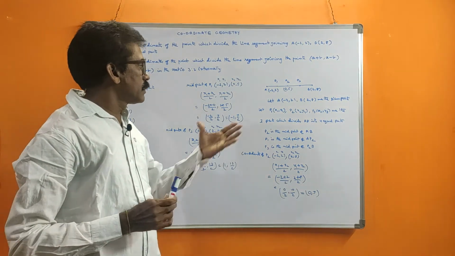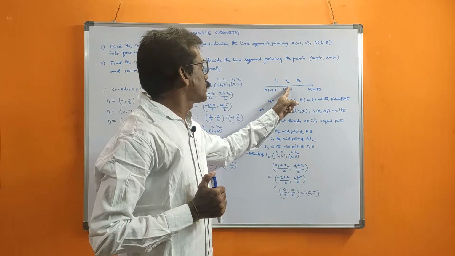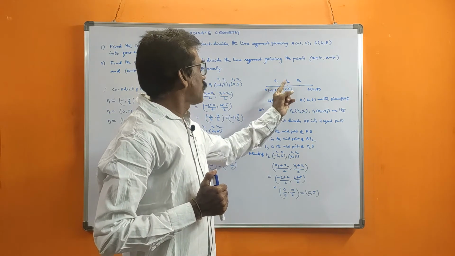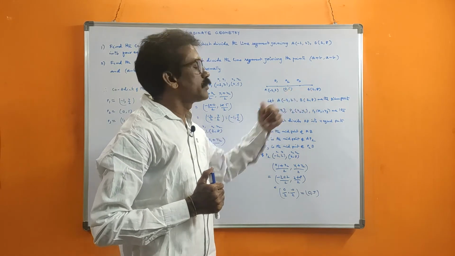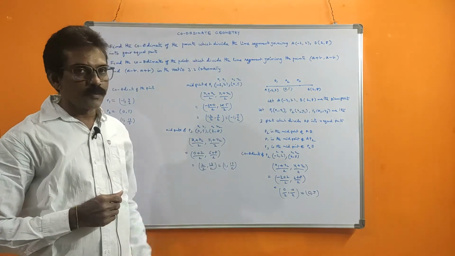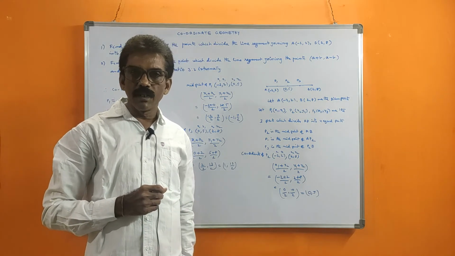The concept is, whenever a line is divided into 4 parts, the middle point is the midpoint of the two end points. This one is the midpoint of these two, and this one is the midpoint of these two. So that concept we are using here. By using the midpoint formula we can easily calculate.